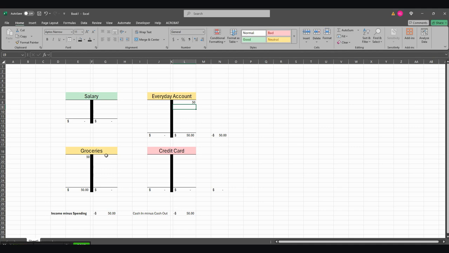Now let's assume that we spend $100 again on groceries. So we've gone up to $150 in the category for groceries, but we put it on the credit card.